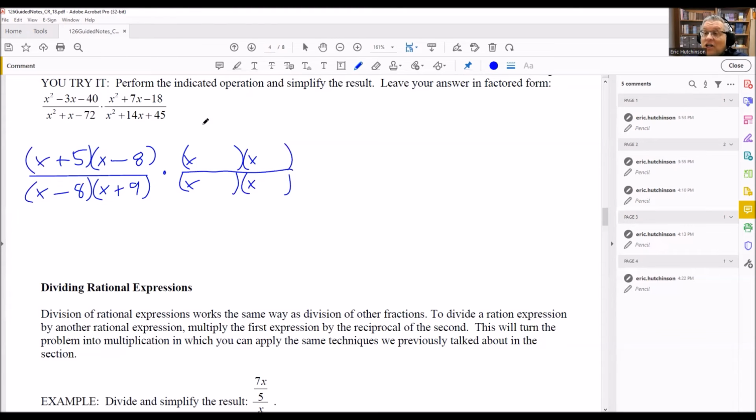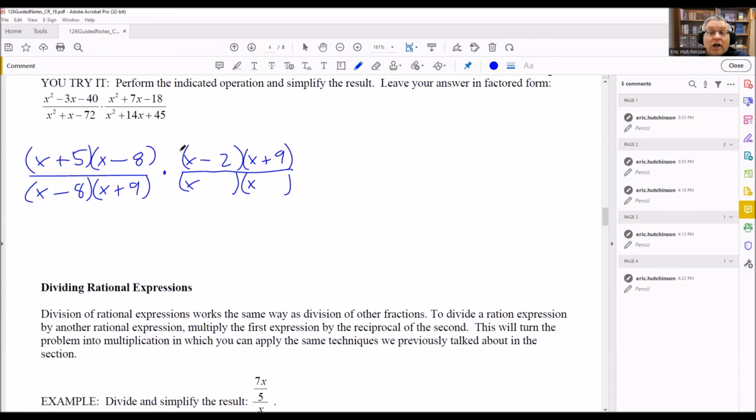Next, we have 18. 18, we have 3 and 6, or we have 2 and 9. I want to use 2 and 9 because I'm trying to find the combination that will allow me to get a 7. If I take positive 9 and subtract 2 from it, I will get 7. So that's why I put the plus with the larger number this time.